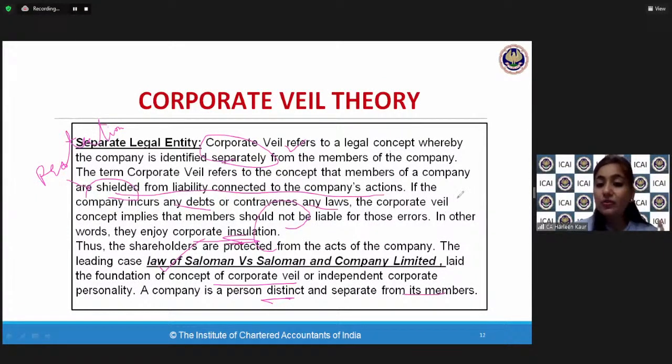So if you get a question to define separate legal entity or what is corporate veil theory, please learn this paragraph and write it as it is. So a 3 marks question can come, what is corporate veil theory?